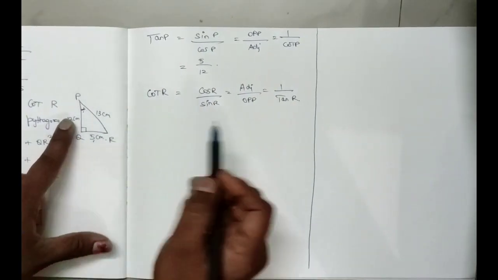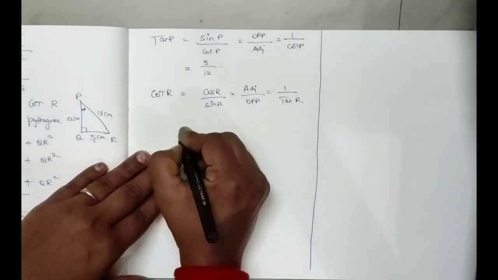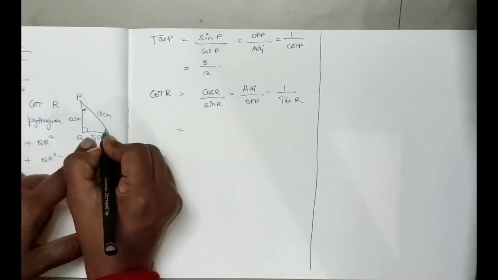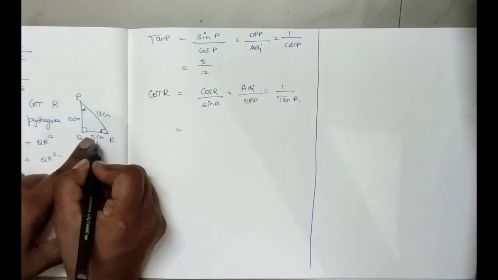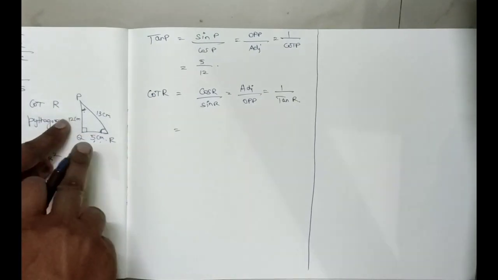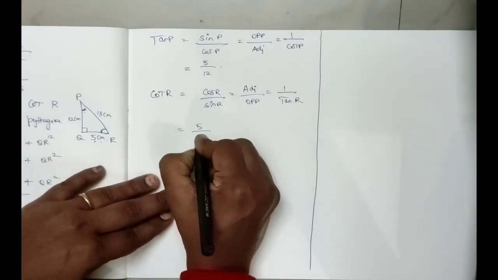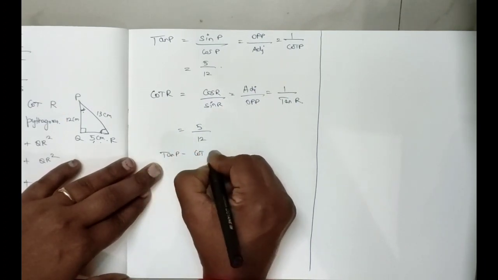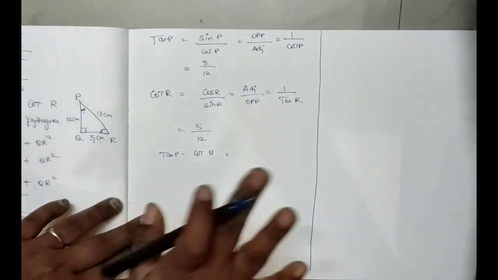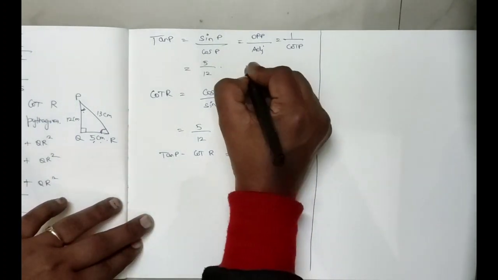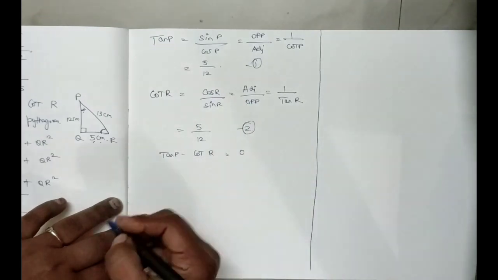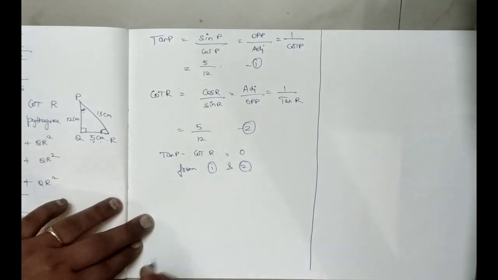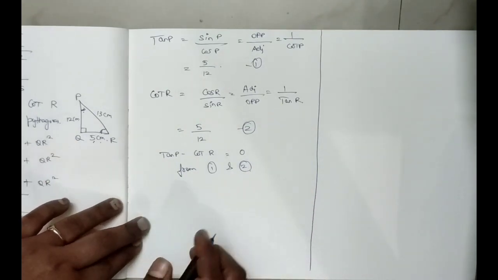Hope you all understand. And cot R is going to be adjacent by opposite. So this is this angle, adjacent by opposite, which is again going to be 5 by 12. So now what will be tan P minus cot R? Both are the same and it is going to be 0 from 1 and 2. Got it? We'll go to the third one.